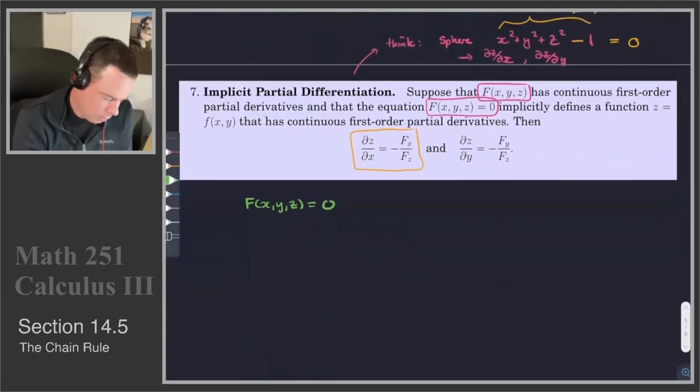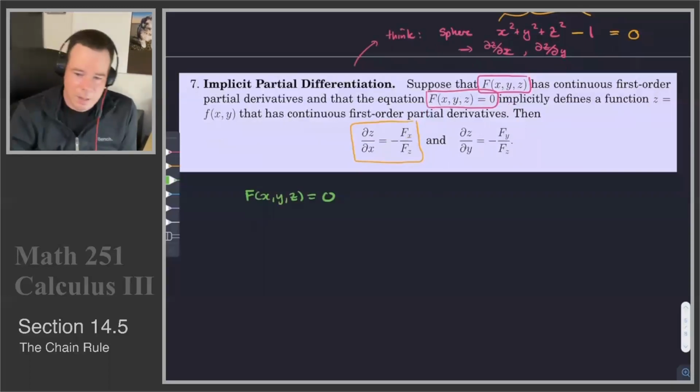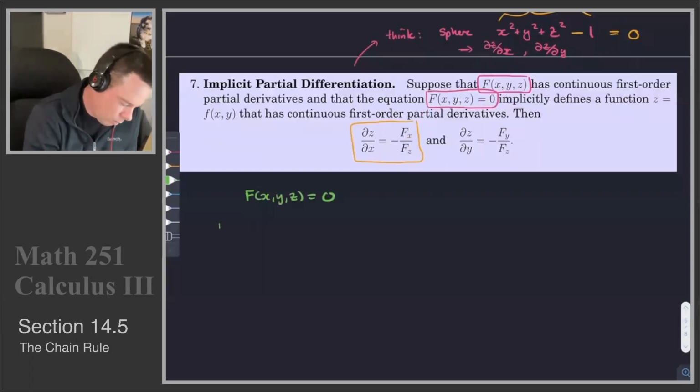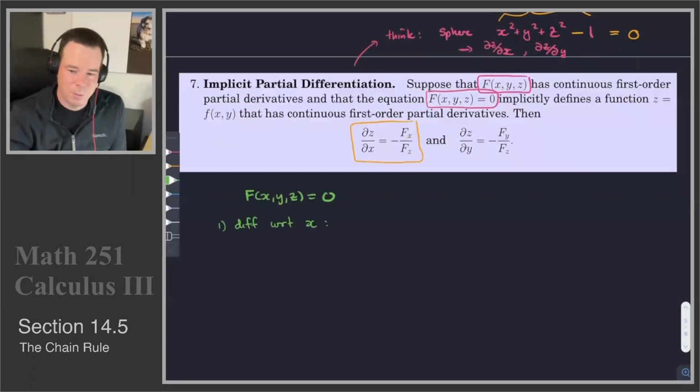All right. So then in this case, we've got this f(x, y, z) equal to 0. And so what we're going to do is we're going to go through and differentiate with respect to x. So I've got an equation. I'm going to differentiate with respect to x. And so it's a partial derivative.